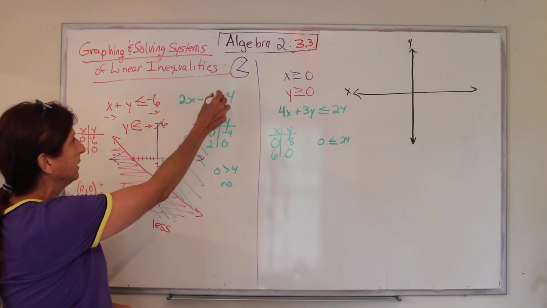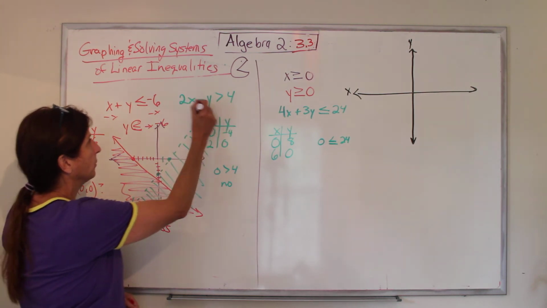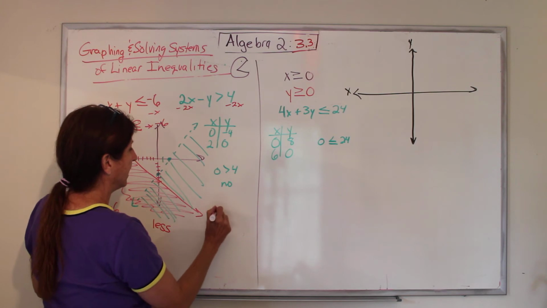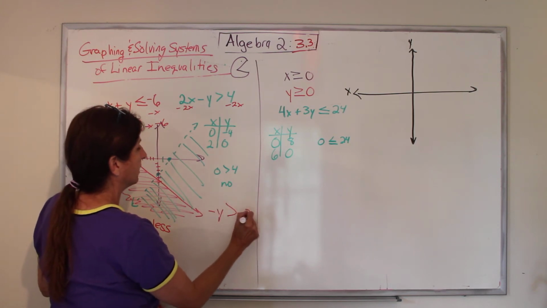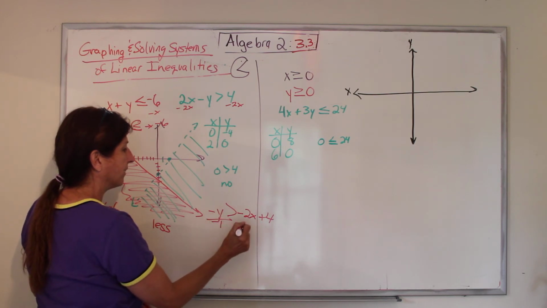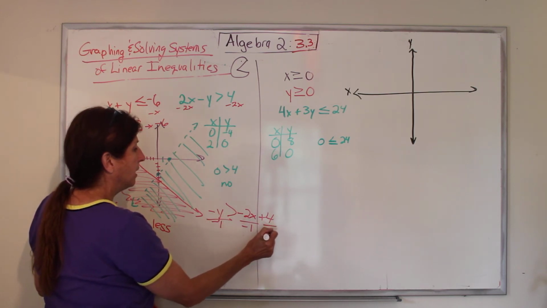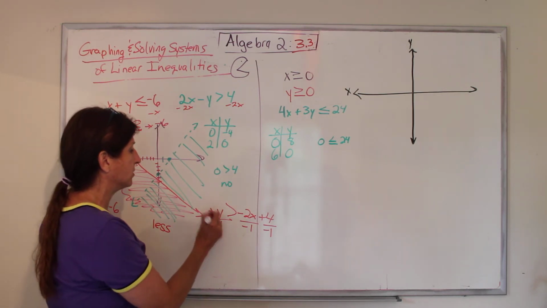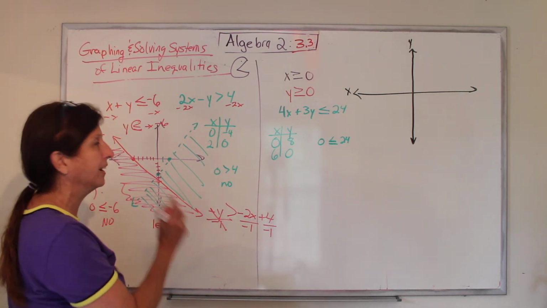The other thing would be to do minus 2x to both sides, and then I'd have negative y is greater than negative 2x plus 4, and then I have to divide everything by negative 1 because y is not alone, it's being multiplied by an understood negative 1, so I have to multiply by an understood negative 1.